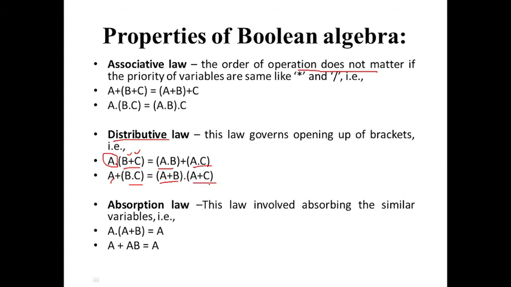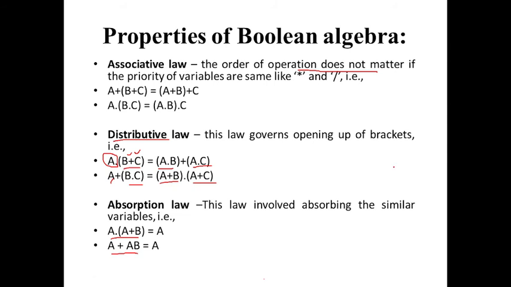Next one is the absorption law. In the absorption law, A into (A plus B) is equal to A, and A plus AB is equal to A. That is nothing but your absorption law. So these are all properties of Boolean algebra.